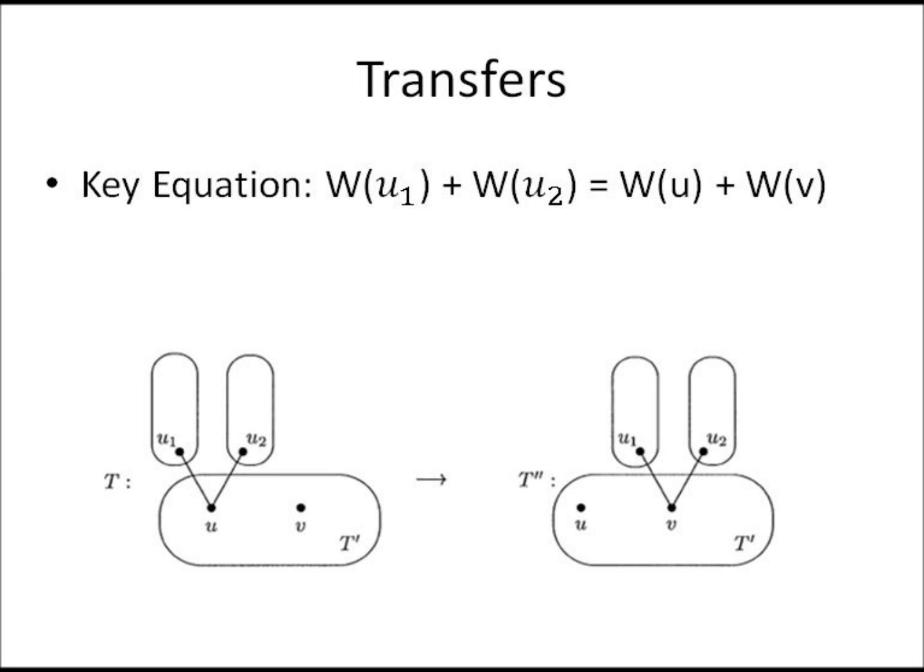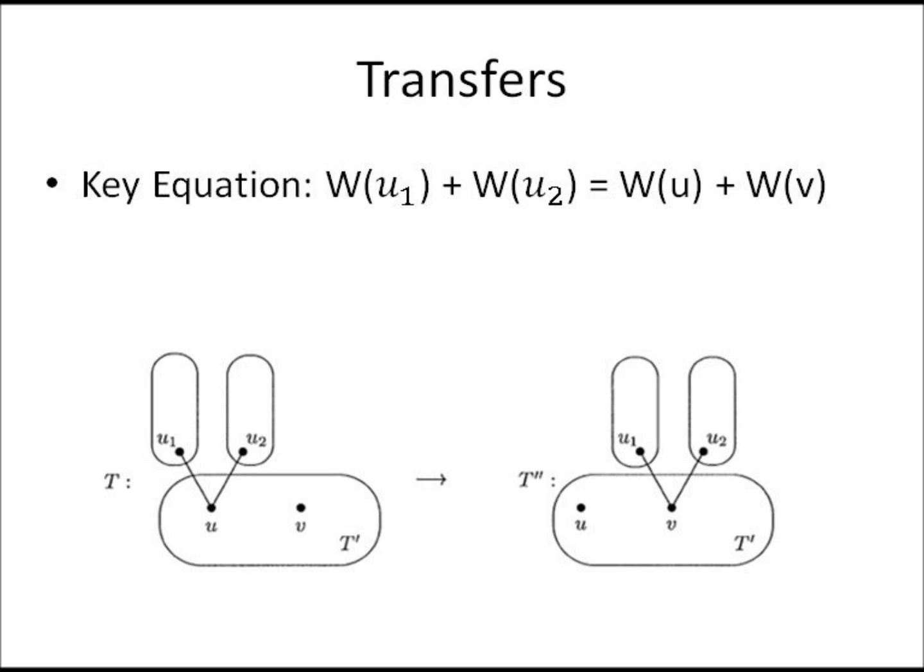Our method of labeling trees starts with a lemma which is commonly known as type 1 transfers, or edge transfers. In edge transfers, we transfer two branches from one vertex, u, to another vertex, v. The two branches are extensions of two neighbors of u, u sub 1 and u sub 2. And this process can be completed if w of u sub 1 plus w of u sub 2 equals w of u plus w of v.